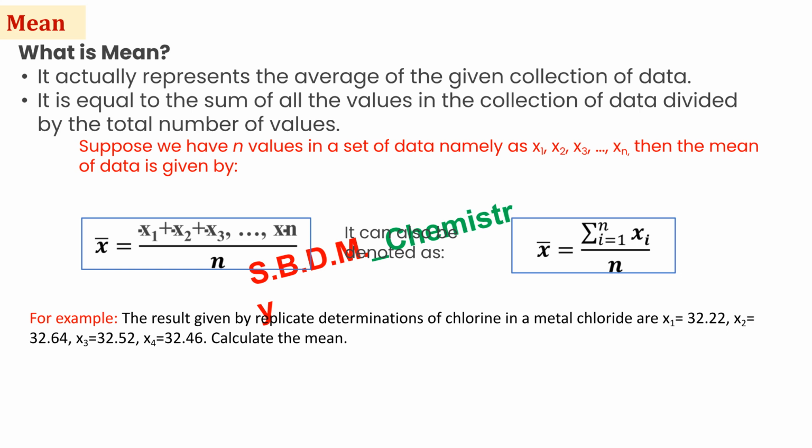The mean represents the average of a data collection. It is calculated by summing all values and dividing by the total number of values. It is a fundamental concept in data analysis, as illustrated by the example calculation for chlorine determination results.